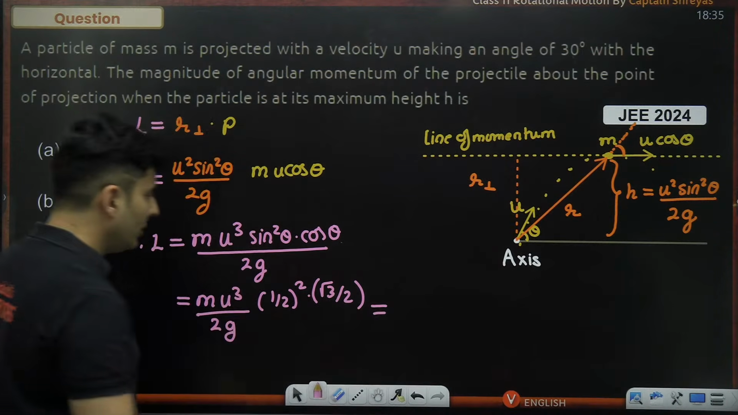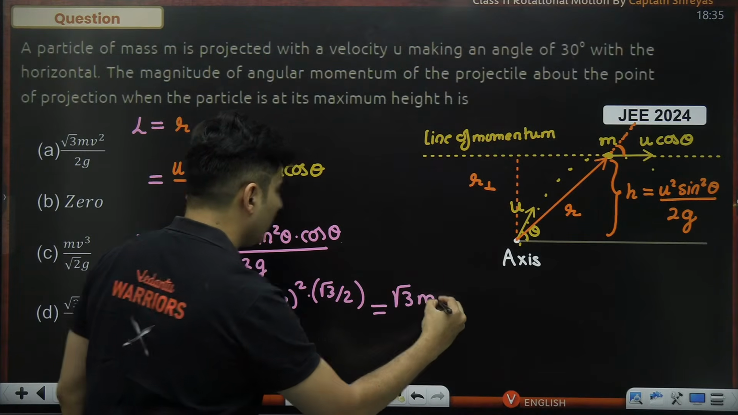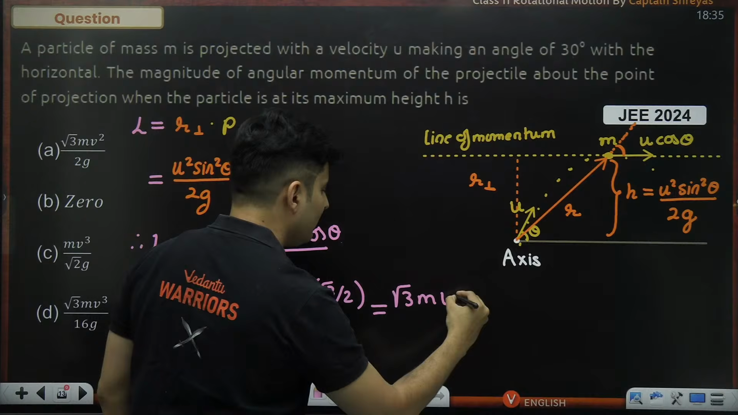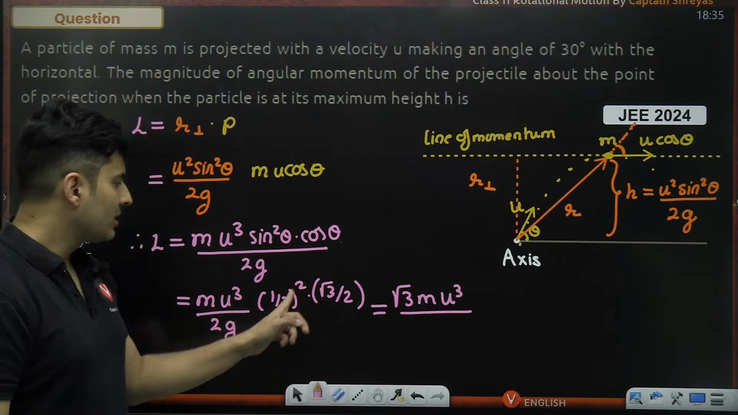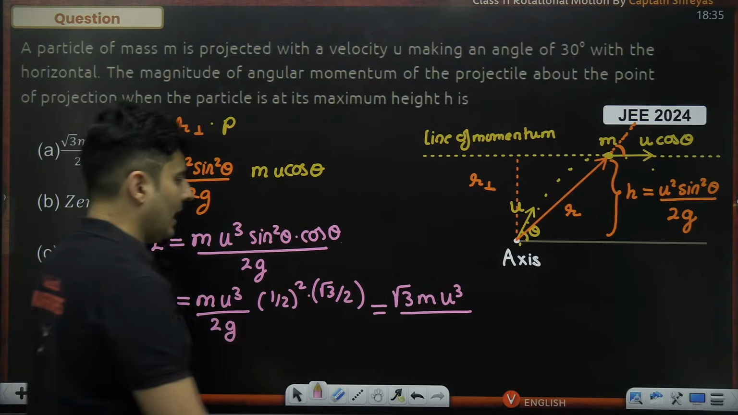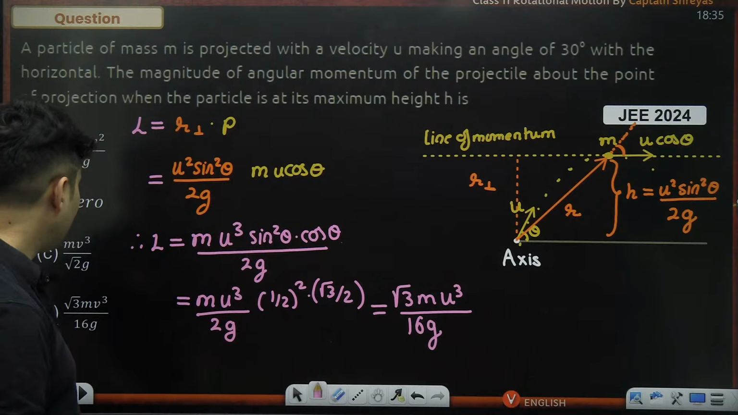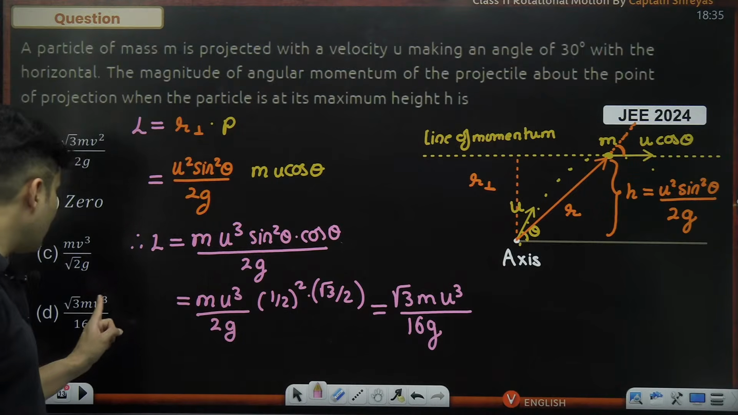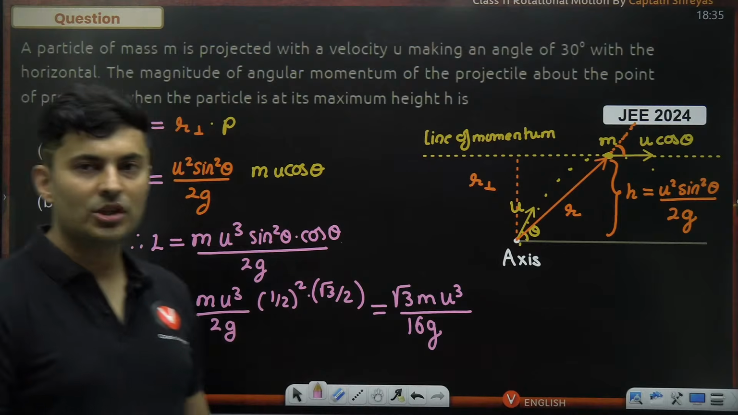So what is this going to be? Root 3 will be there on the top, mass will be there on the top, u cube will be there on the top. And at the bottom, 2 square is 4, into 2 is 8, into 2 is 16, and g is also there. So 16 times g. Is that right, everyone? So root 3 m u cube divided by 16g, which is our D option.